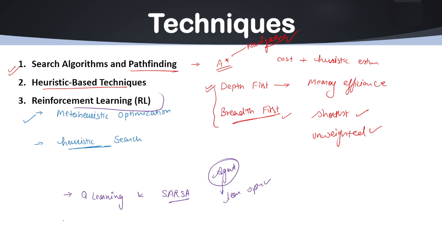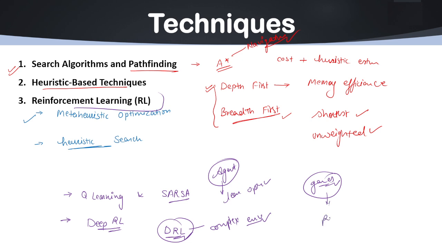All right. Another technique is deep reinforcement learning, Deep RL, simply known as DRL. It combines deep learning with reinforcement learning for complex environments. This is basically used for complex environments with high dimensional state spaces such as games. If we want to create any environmental game or robotic task, then we can use the deep reinforcement learning technique.